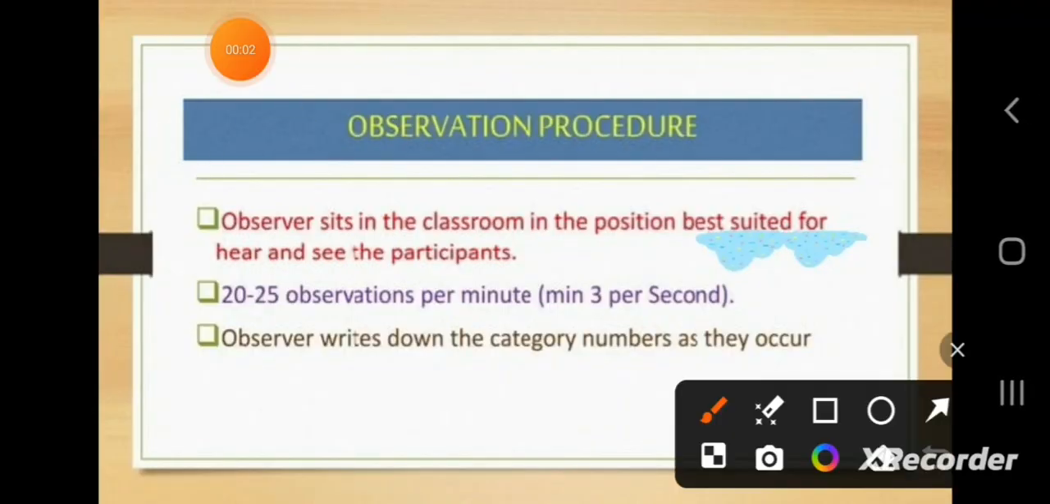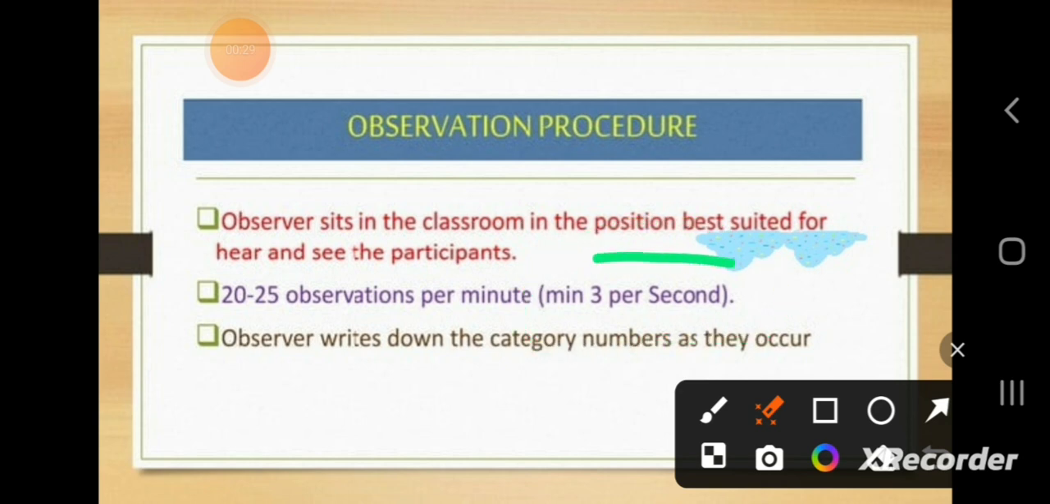Observation procedure. The observer sits in the classroom in the position best suited to hear and see the participants. Observer setup: position the observer in a spot that provides a clear view and hearing range of the participants to ensure accurate data collection.